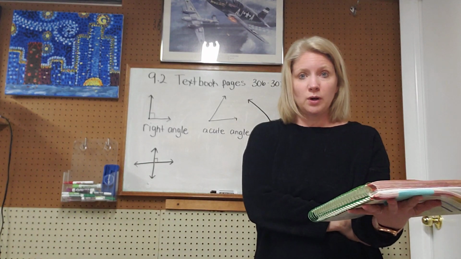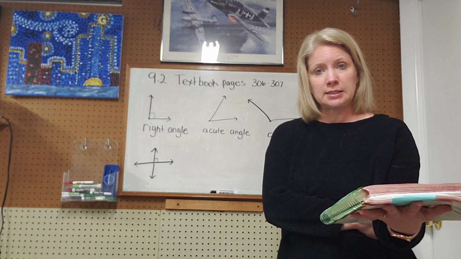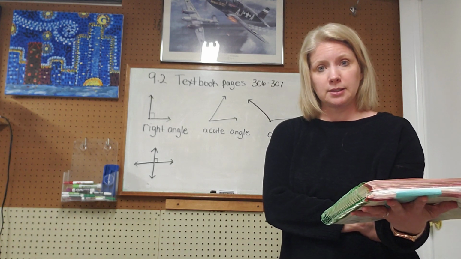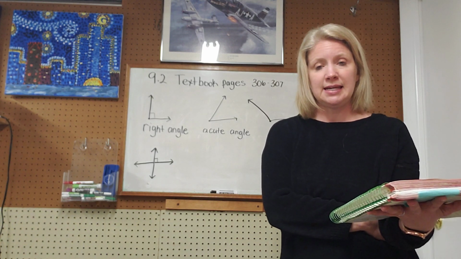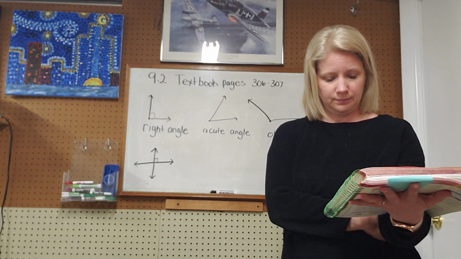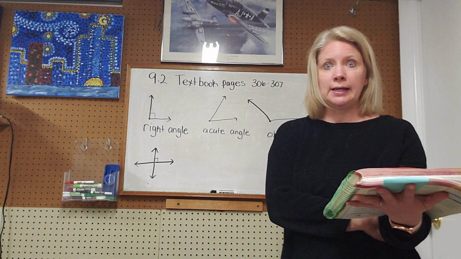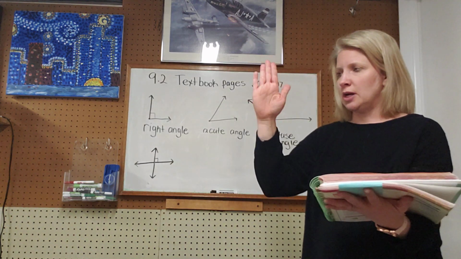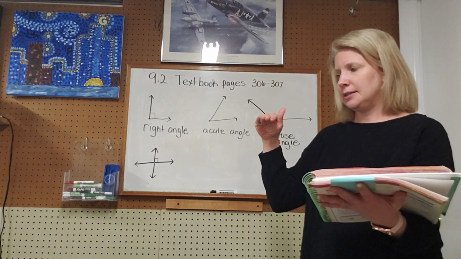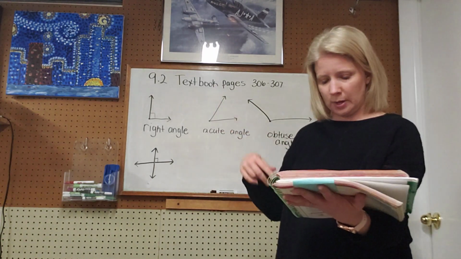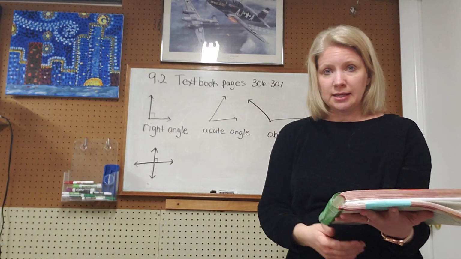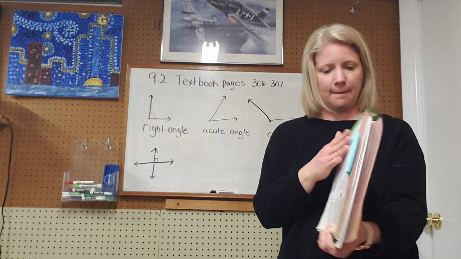Please pause the video and you try 7 and 8 and then unpause and see if you are correct. Number 7 is a perfect right angle. It has one that's straight up and down and one that's across. So it's a perfect right angle. And number 8 is also a right angle.